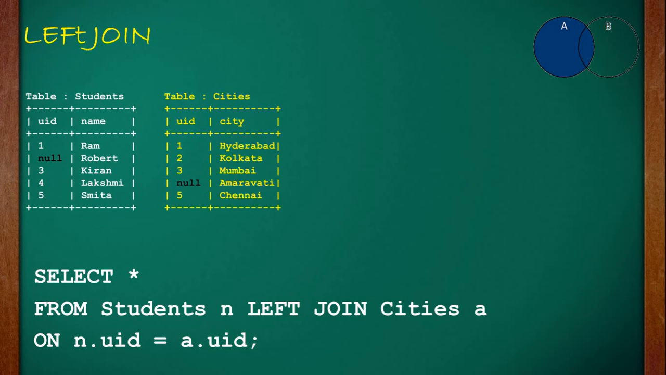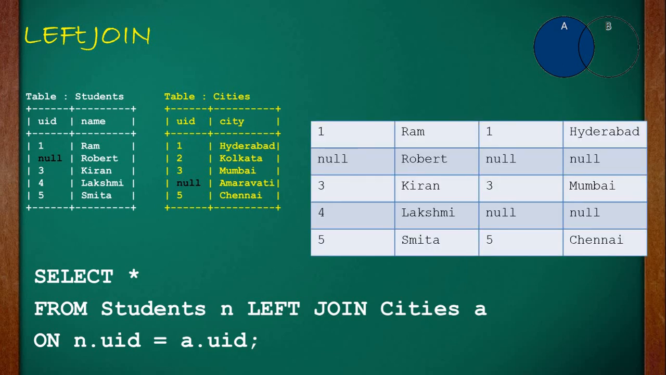This output will contain all the rows from the table which is written on the left side of the left join clause. Here the left side table is the students table, and hence we get all the rows from the students table even if they don't have any matching rows in the cities table. If there are no matching rows in the right table, we will get a null. As there is no UID for Robert in the students table, I can't have any matching row from the cities table. And for UID 4 also, I don't have any matching row in the cities table. That is the reason why the UID and city of the cities table are null here. Hope you understood how left join works.